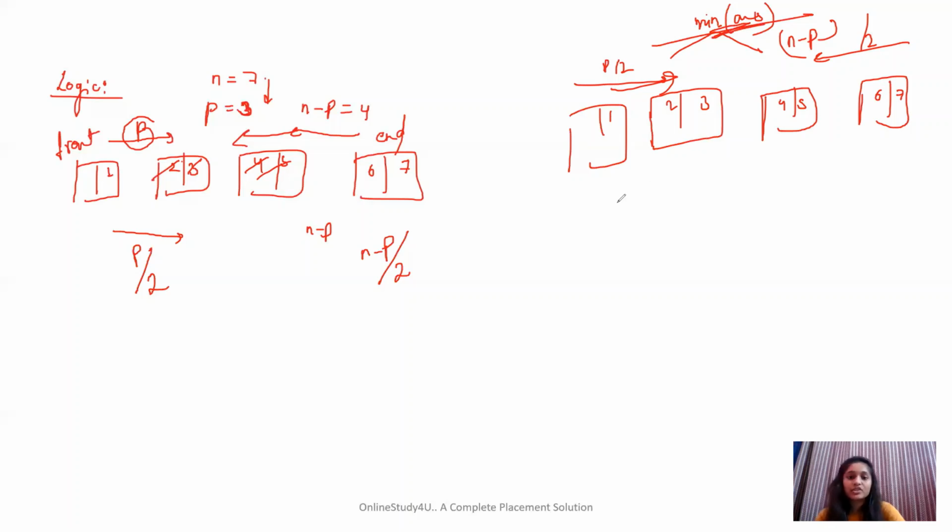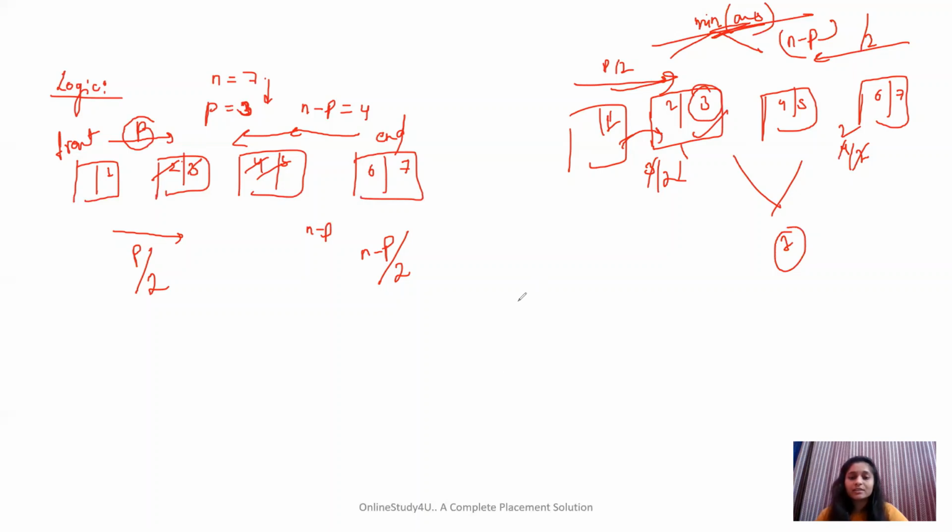Now let's check with the example. Here p by 2 will be 3 by 2, and here it will be 4 by 2. The 4 by 2 is 2 and 3 by 2 is 1. So the minimum of 1 and 2 will be 1. So the number of turns I'm taking is 1. Here you can check this also. If I turn page 1, then I'll get my page 3. So this is the answer. I hope you got the logic.